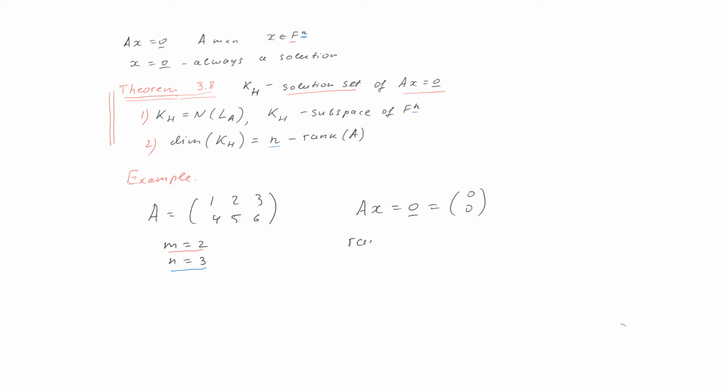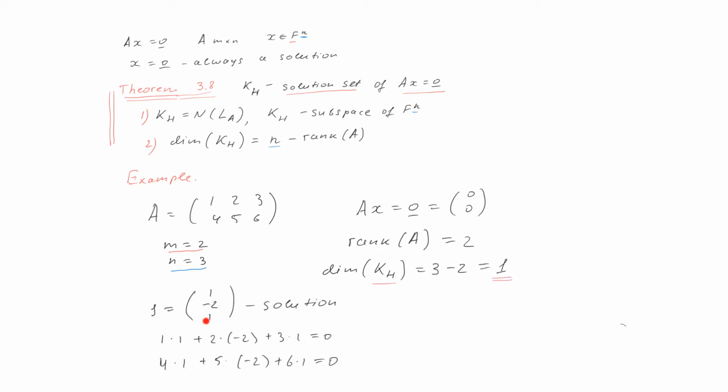It is also very easy to check that the rank of the matrix A is the number of its linearly independent rows. These two rows are linearly independent because they are not multiples of each other, therefore the rank of the matrix is 2. Then, according to the theorem, we expect that the dimension of the solution set will be the number of unknowns, which is 3, minus the rank of the matrix, which is 2, so the dimension of the solution set should be equal to 1.